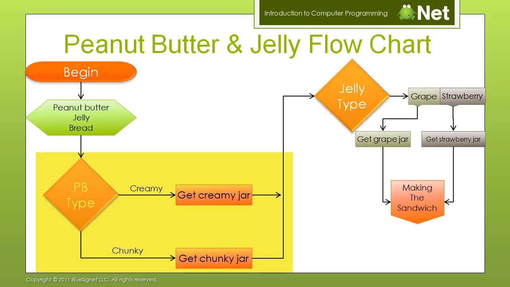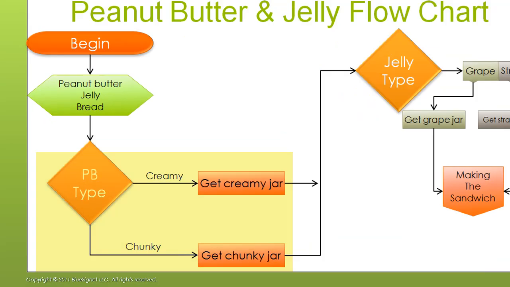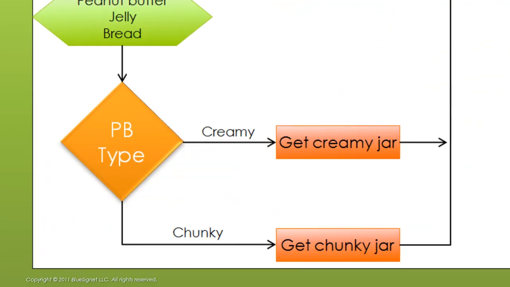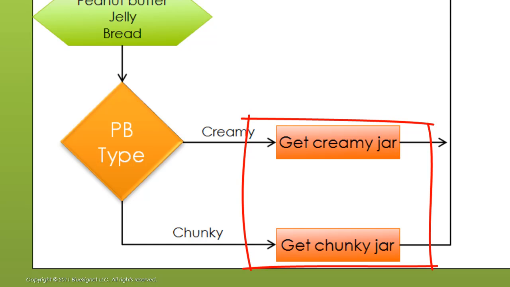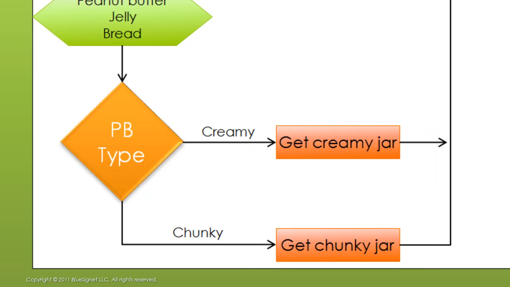Exactly. So when you see that, if we're in the mood for creamy peanut butter, we actually fall into the same logic as the chunky because the logic from that point on is exactly the same. The only thing that's different is that we have the action of getting the jar. So the jar is the variable. So, Brian, what do we do now?